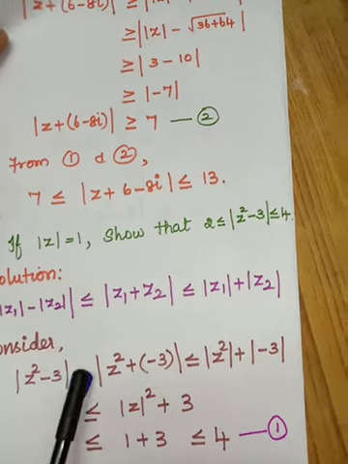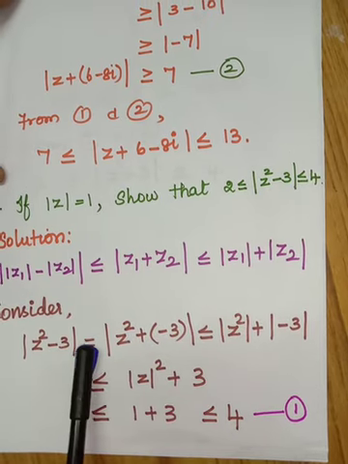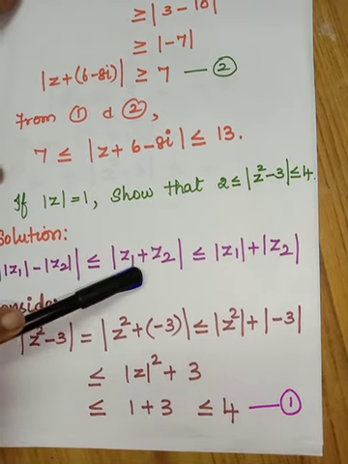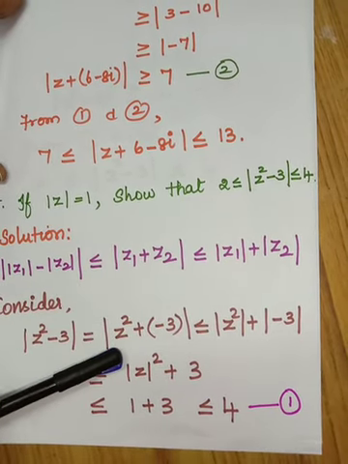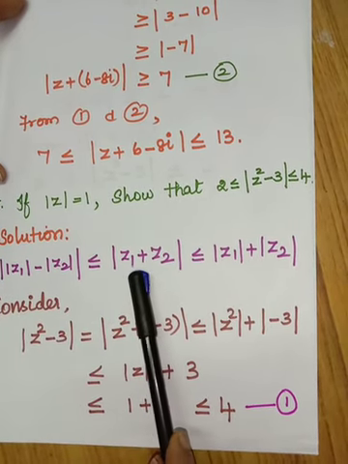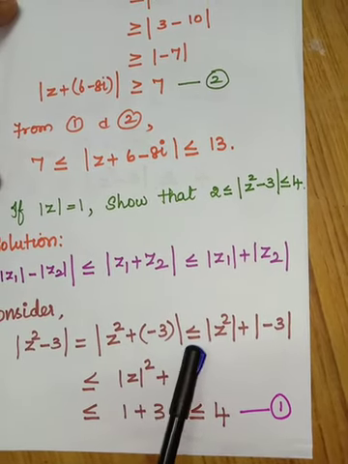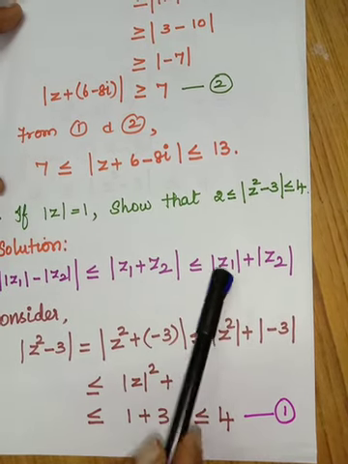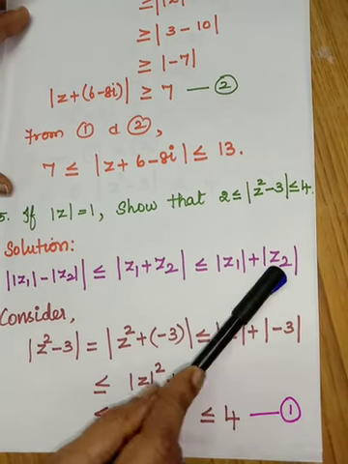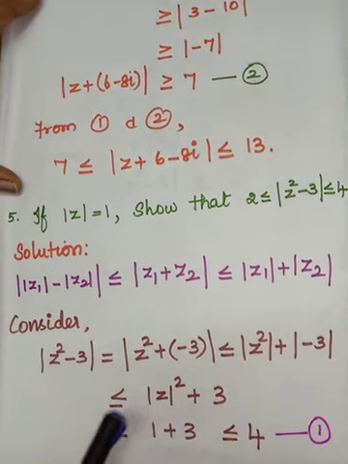Okay, so how have I written it first? I have considered the question, modulus of z squared minus 3. It can be written as z squared plus minus 3. Here, your z1 is z squared and your z2 is minus 3. Okay, so which terms in the formula are we going to consider? The second and the third term. So the second term I have written here, which is less than or equal to modulus of z1, so here you have written modulus of z squared, plus modulus of z2. What is your modulus of z2? Modulus of minus 3.